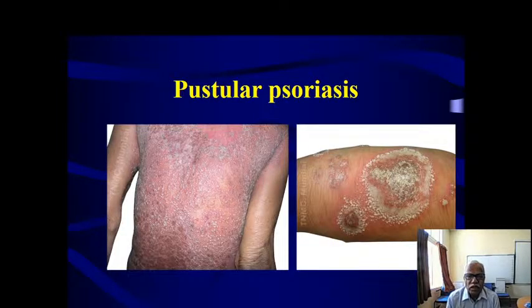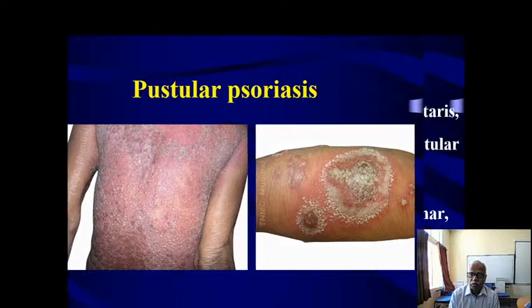So this is a pustular psoriasis. There is an erythematous background. If you see carefully, on the erythematous background there are tiny grouped pustules, a pustular eruption. They will be focal or generalized.